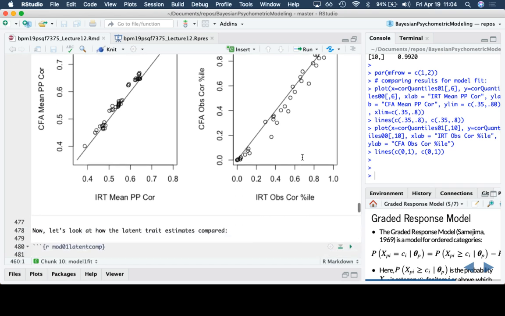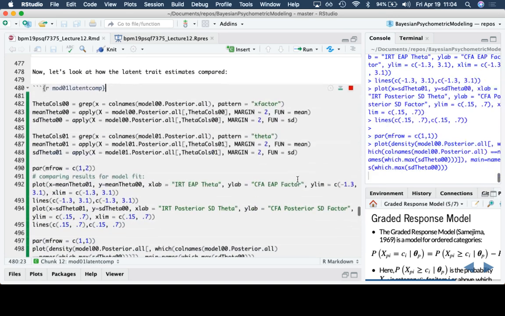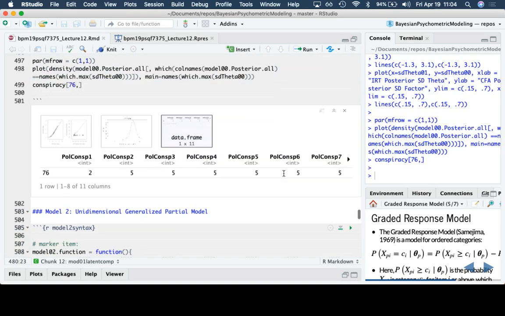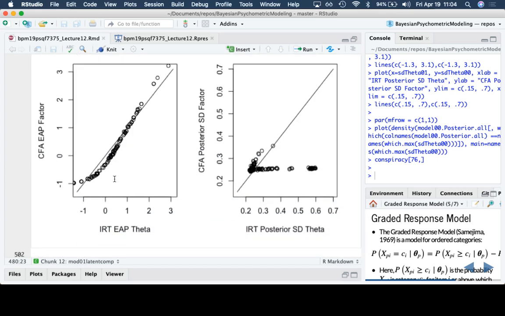Let's do some other differences. You want to see how the latent variable looks? There we go. This is the EAP estimate for theta in the IRT version, the graded response. Here's the EAP estimate for theta, or the factor, in the CFA. Here's the line where they're equal. What do you see? This nonlinear relationship.